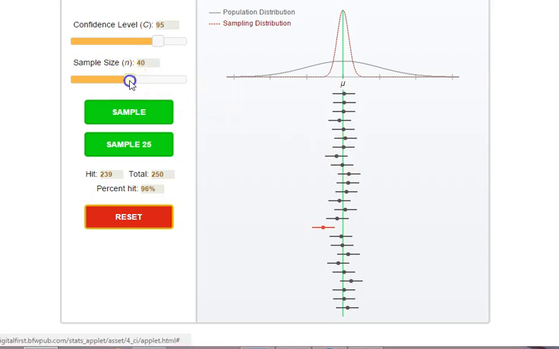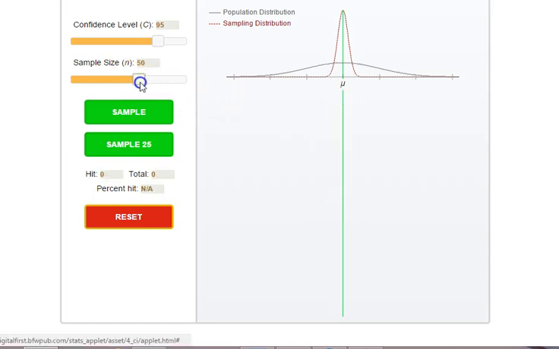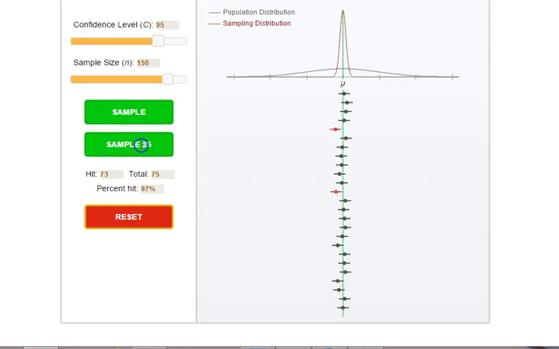Now I don't know if this will change dynamically as I increase. Now I think I have to reset. So let's make these even bigger. Let's make the sample size 150 at 95% confident. Oh my gosh, notice that my hit rate is still the same, but the precision of my estimate is astronomically good now with this large sample size.